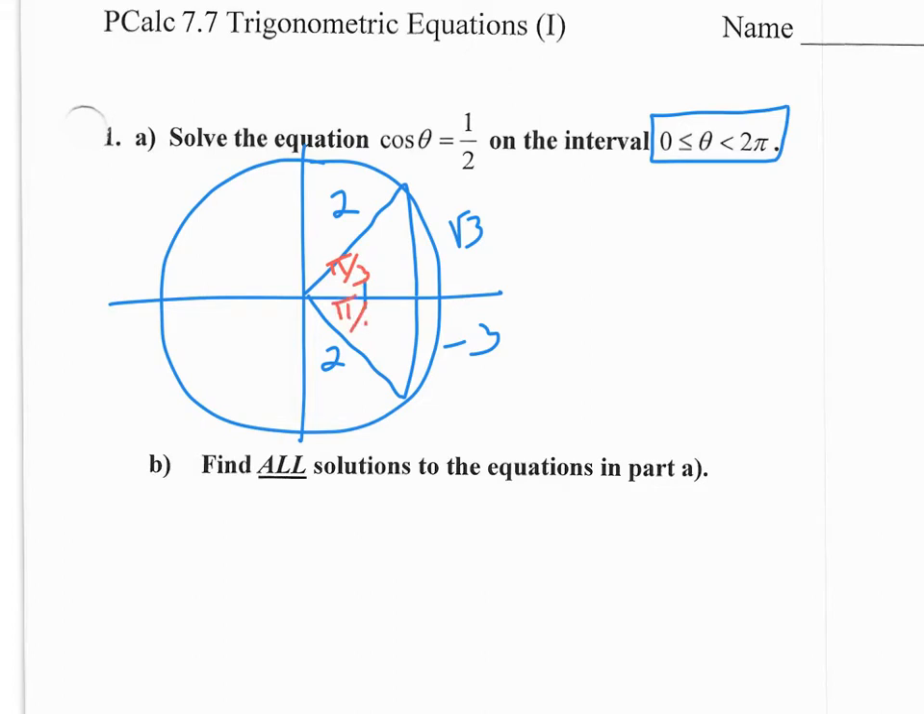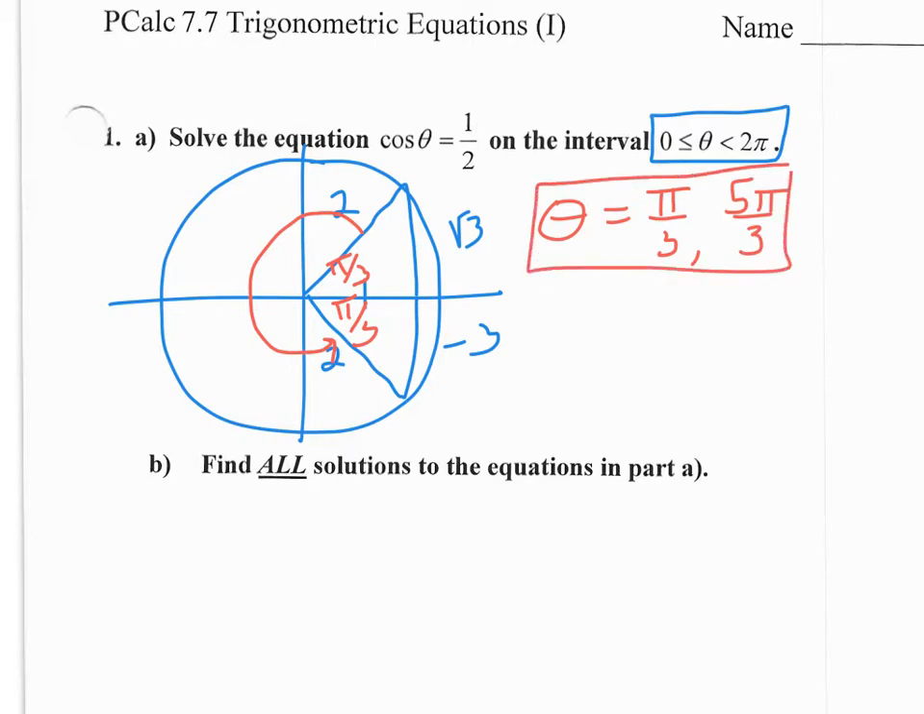All right, now here, let's make sure we follow the interval. 0 to 2 pi means your answer has to be a positive angle. So my theta will be pi over 3. That's the one in the first quadrant. And then the one in the fourth quadrant is going to be called 5 pi over 3. All right, so solving on the interval 0 to 2 pi means I'm going to give all the positive answers that make cosine 1/2.